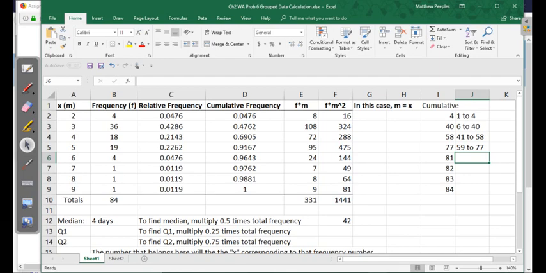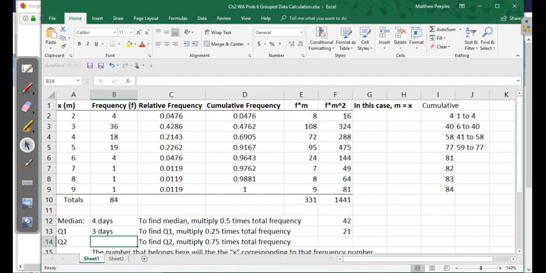Get it? So right here, if I want to find quartile 1, what am I going to do? Multiply 0.25 times 84, our total frequency. That's 21. Conference number 21 is in the category from 5 to 40, and that corresponds to X equals 3 days. So we put 3 days here for quartile 1.